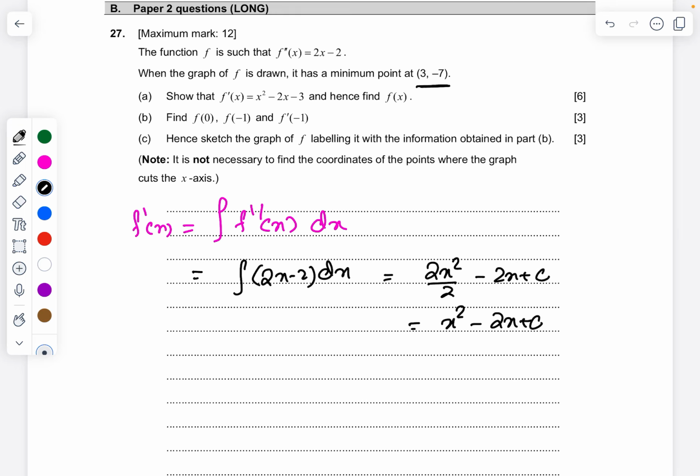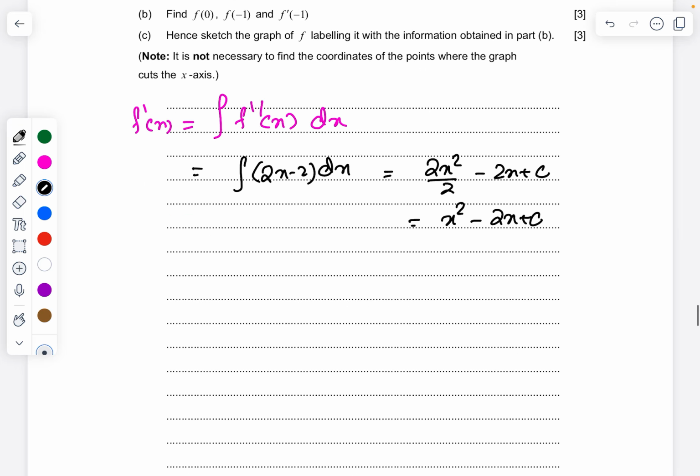Now it has a minimum point at (3, minus 7). Minimum point means f prime of 3 should be equal to 0. So 0 equals 3 square minus 2 times 3 plus c. This gives me the c value as negative 3. So what will be f prime x? x square minus 2x minus 3.